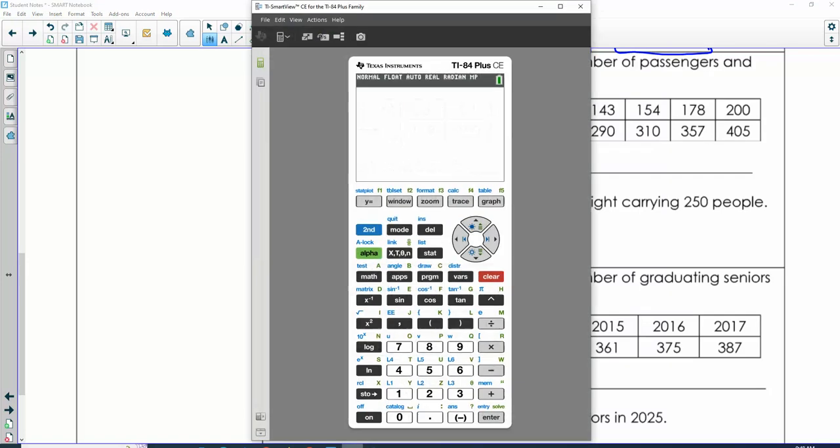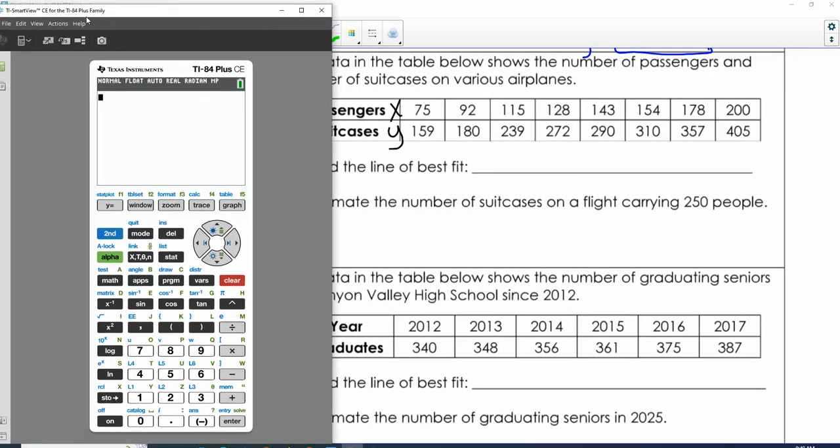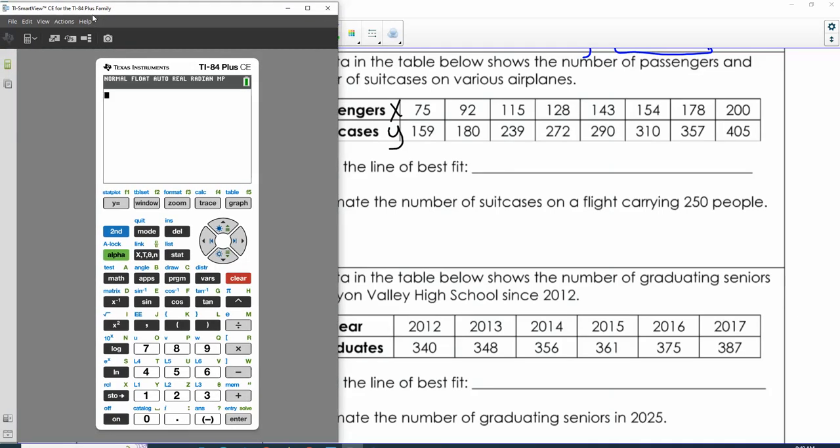So, on your calculators, remember, do not delete your list. It kind of messes everything up. You need to go into Stat, and then we are going to first edit. So Stat number 1.